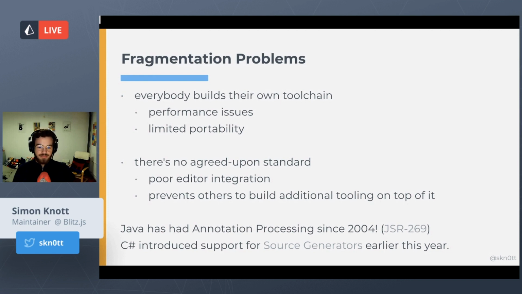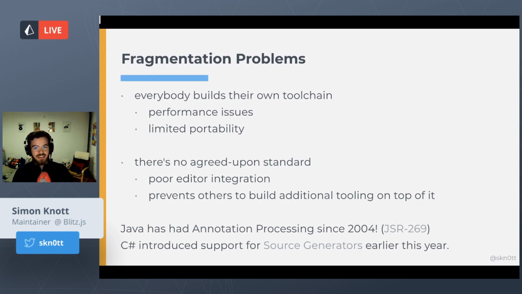And this also results in poor editor integration, because there's no agreed upon standard. No editor can accommodate that. The only way that the awesome editor support of Prisma can work is because it generates real files, files in your file system. And that has its problems too.